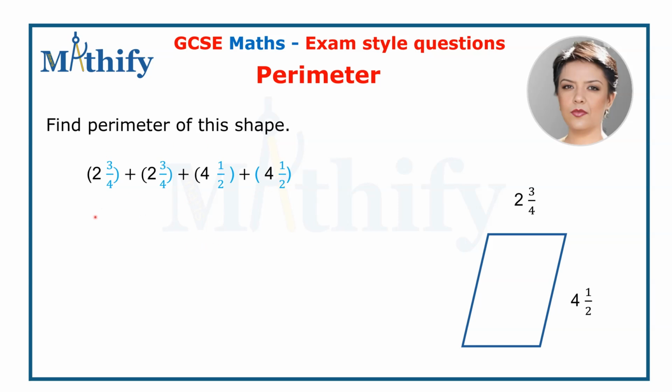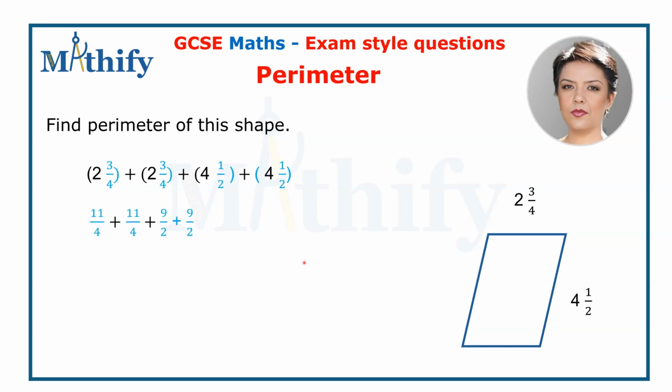So with these mixed numbers, we can rewrite this into an improper fraction. So 4 times 2 is equal to 8. 8 plus 3 is equal to 11. So it will be 11 over 4. This mixed number can also be written as 11 over 4. So we add them all together. So 4 halves. 2 times 4 is equal to 8. 8 plus 1 is equal to 9. So 9 over 2. This is also 9 over 2.